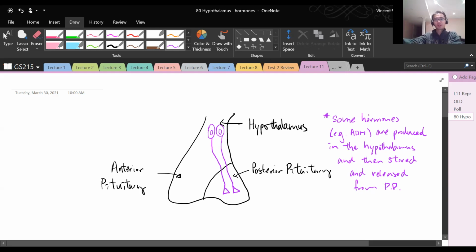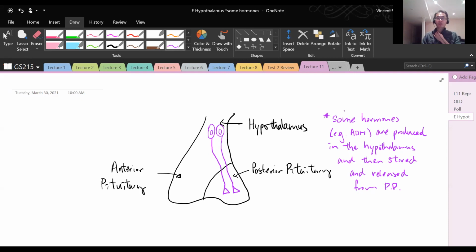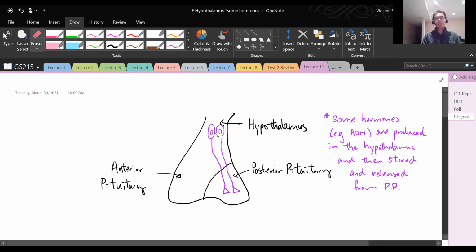Next week you will learn the hormones that are responsible for doing this. The other one is oxytocin, which you might have heard of. Oxytocin is responsible for uterine contraction during labor, as well as the letdown of the milk during nursing. So those are the hormones that are produced in the hypothalamus, transported down the axon in vesicles, and stored and released from the PP, posterior pituitary.